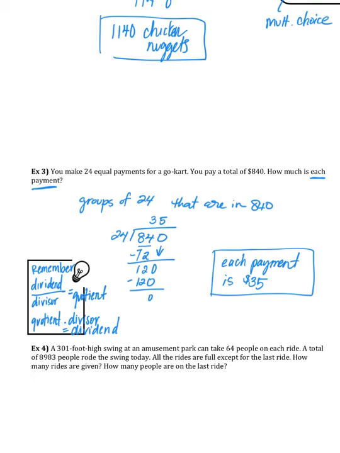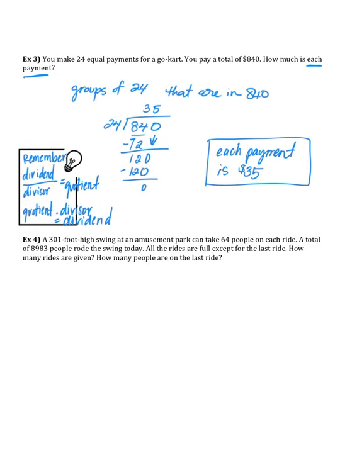All right, so then last here we have our real life application problem. We're talking about a 301 foot high swing at an amusement park, and it can take 64 people on each ride. A total of 8,983 people rode the swing today. All the rides are full except for the last ride. So we want to find, there's two parts, how many rides are given and how many people are on specifically that last ride. So one thing here, there's a lot of numbers. A 301 foot high swing. This actually doesn't matter. It's just another value that's kind of there to throw us off.